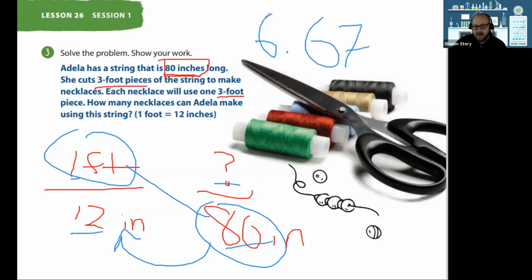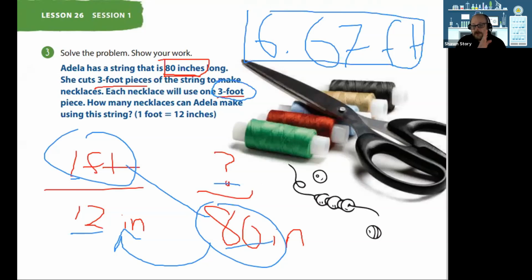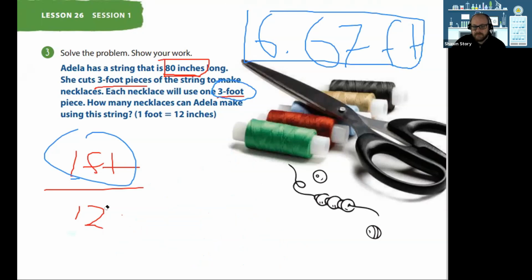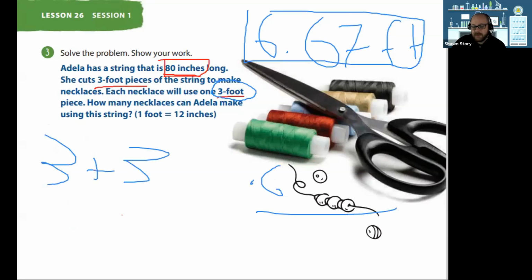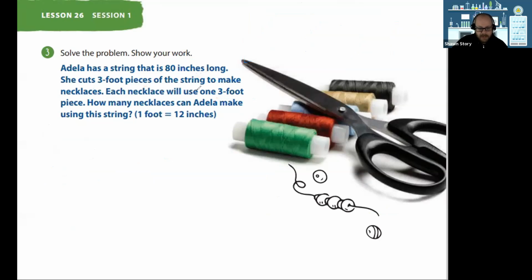6.67 feet. All right, so that's how many feet she has. And she's cutting them into 3 feet sections. So 3 foot, 3 foot. How many can she make? 2. She can make 2 of them, and then she'll have a little bit left over. Yep, because she'll do 3 and then 3, which will be 6, and then she'll have 0.6 left over. So she can make 2 of them. Excellent job.